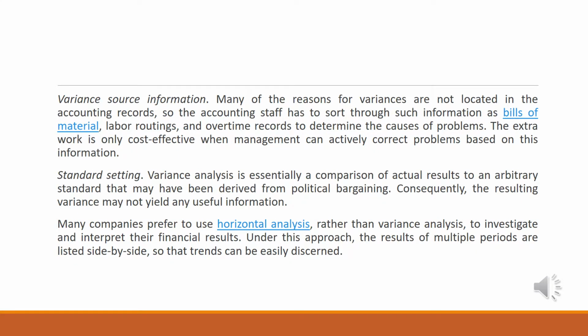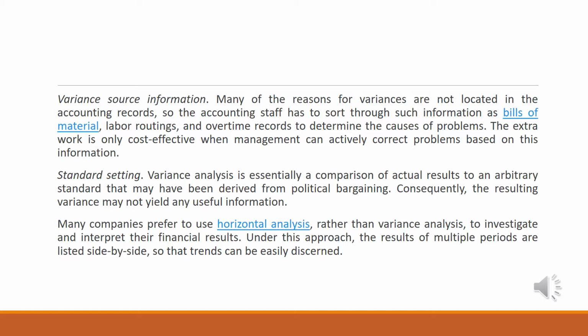Second, variance source information. Many of the reasons for variances are not located in the accounting records, so the accounting staff has to search through such information as bills of materials, labor routings, and overtime records to determine the causes of problems. The exercise is not only costly, but management can only correct problems based on this information.